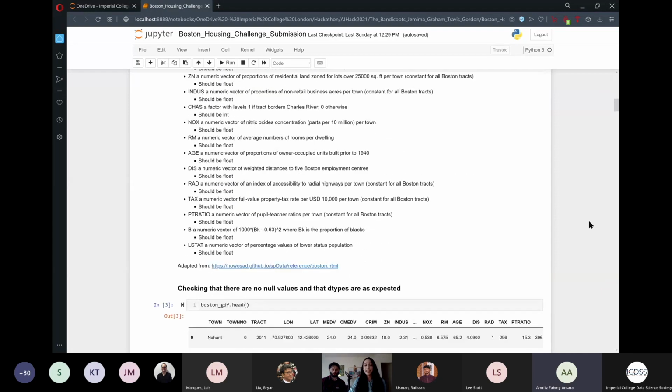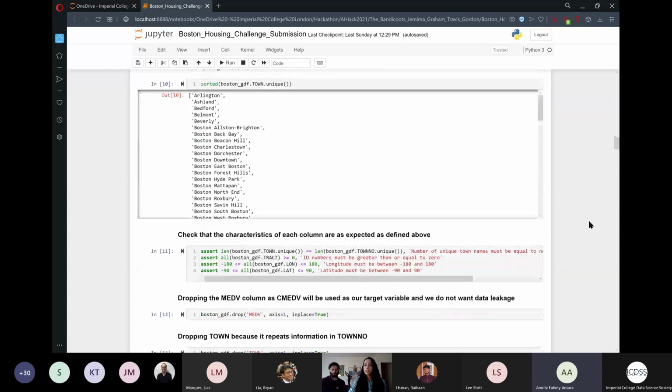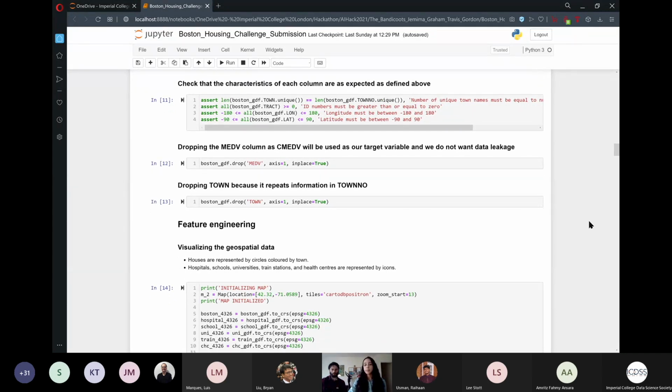Then we checked and cleaned the data, and the data set we got was really lovely and clean, but we still ran quite a few checks on there. Another couple of important points to note is that we were trying to predict the C MEDV column, so we needed to drop the MEDV column because otherwise we'd have data leakage, because the C MEDV column is just the corrected MEDV column. So if you have that in your feature data, you're going to get overly optimistic results. And we also dropped the town column with all the strings of town names, because that information is repeated in the town number column, which gives an ID to each of the towns.